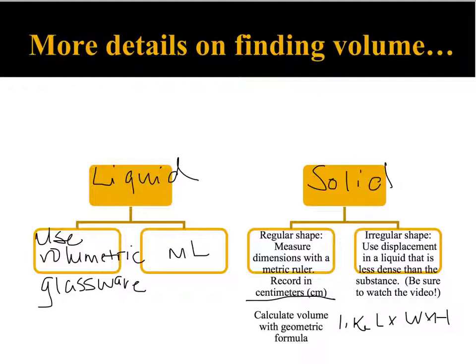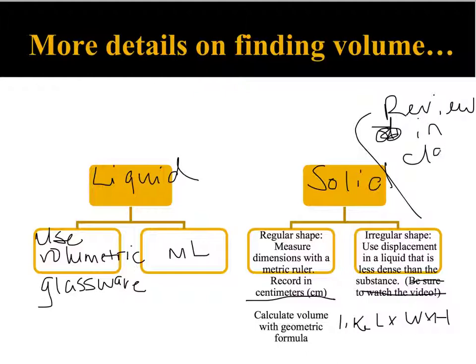If a solid has irregular shape, you're going to use displacement in a liquid that's less dense than that. We'll review the process of water displacement in class. Or actually, I don't want to say water displacement. We'll be reviewing how to do this in class.